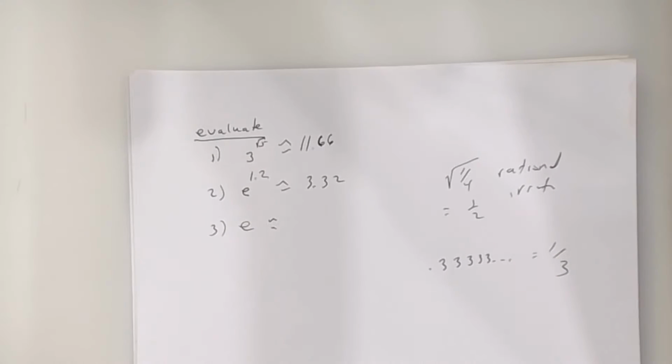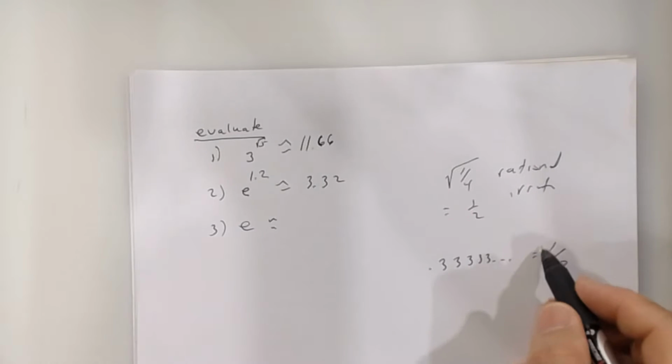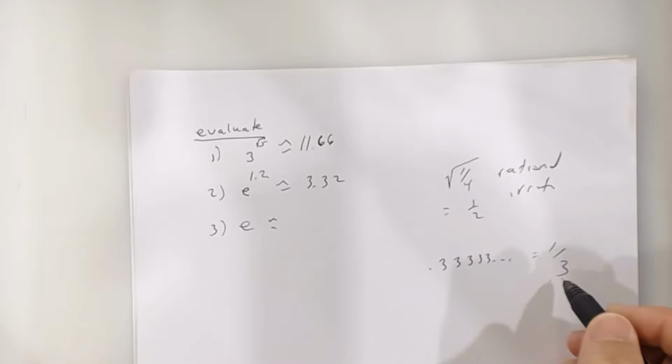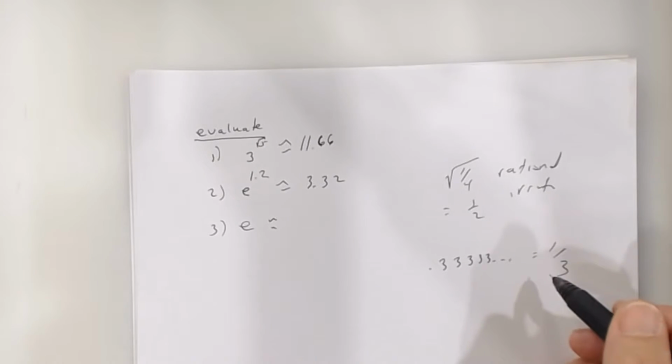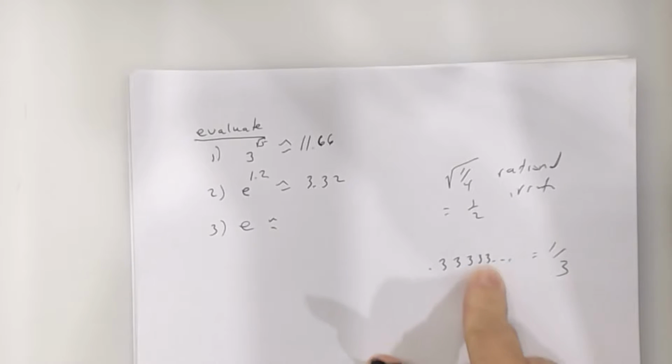1/3 is rational or irrational? It's rational. A rational number, guys, is where you have an integer divided by an integer. So a rational number is a number where either the decimal terminates or the decimal does what? Repeats. Okay.